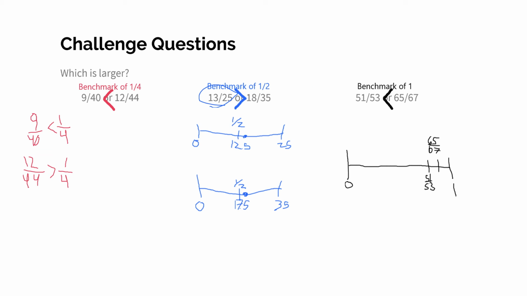In this last one here, all we are doing is using the benchmark of 1 to compare 51/53 to 65/67. They are both 2 unit fractions away from a whole, and because 51/53 has bigger parts than 65/67, we know that if there's 2 less of these and that they are bigger, 65/67 must be larger because they are missing less. So right here on the number line, 65/67 is closer to 1 than 51/53.